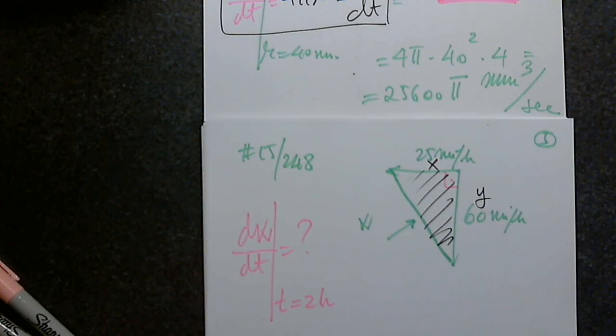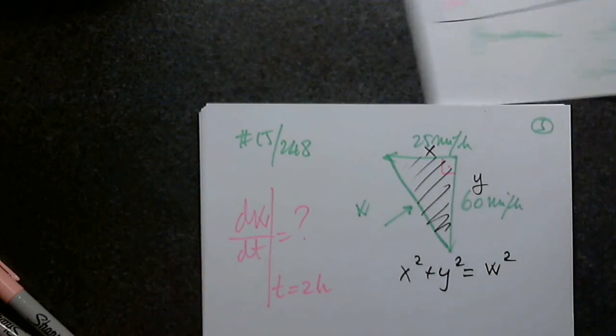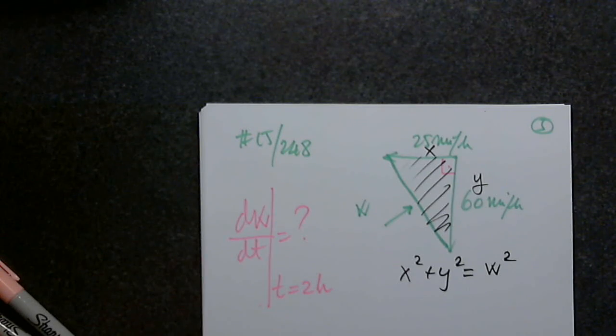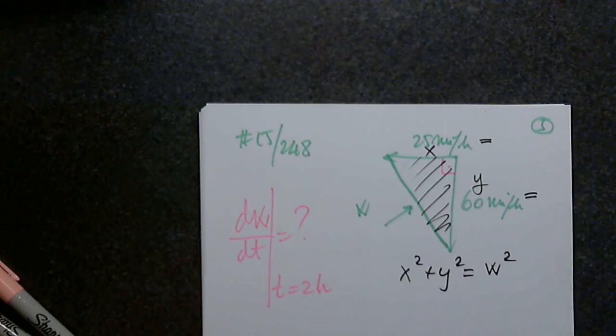Any suggestions? I gave you the hint. It's right there. The Pythagorean theorem. x squared plus y squared equals w squared. Okay. Now, let's establish what this is, and let's establish what this is. What are we given in this problem? We're given 25 miles an hour, we're given 60 miles an hour. What do they represent?